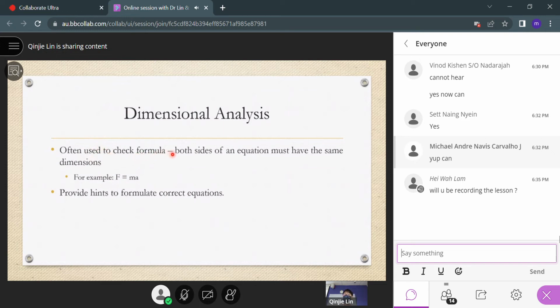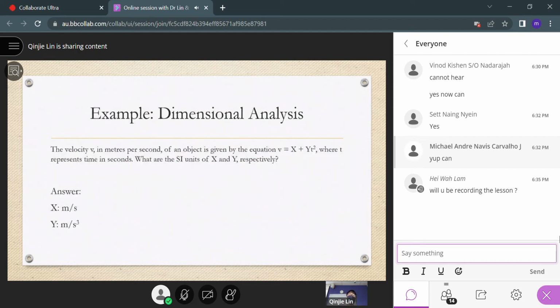This is often used to check formulas. Why do we use dimensions to check equations? Because both sides of an equation must have the same dimensions. Let's say a simple formula like F equals ma. Anyway, we'll go through this, so no need to worry, this is just an example. If you write F equals ma, the dimensions of F on the left-hand side must be the same as the right-hand side. It's a useful tool, because when you write out your solutions, if at any point you realize the dimensions of your left-hand side and right-hand side don't match, you should raise an alarm to yourself. It's just a tool to help us.